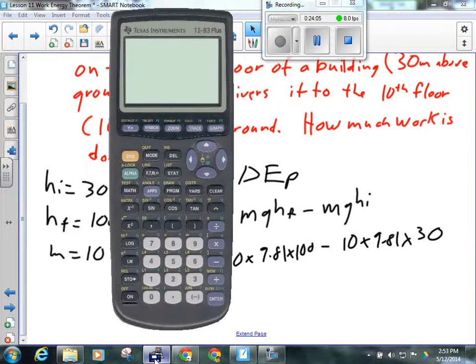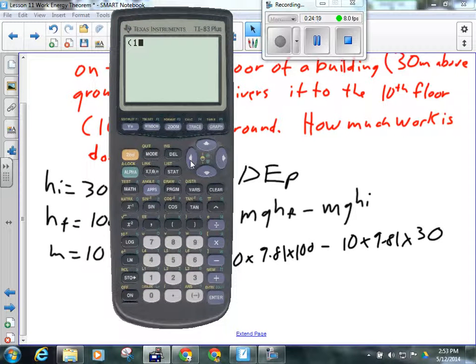Okay, so punch that into our calculator. Okay, 10 times 9.81 times 100. Everyone follow where I'm getting 9.81 from? Right, that's what little g is, the acceleration due to gravity. Minus 10 times 9.81 times 30. All right, so we get that the work done is 6,867 joules. Okay. Questions on that one?